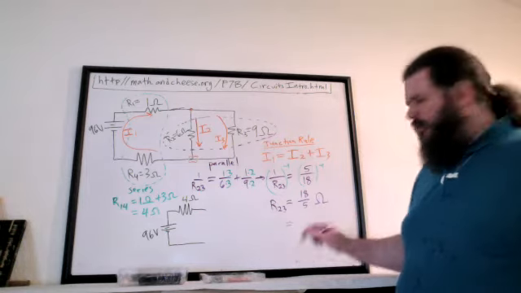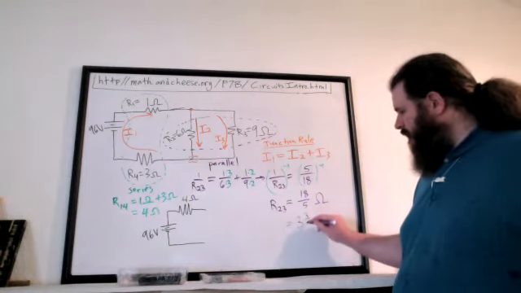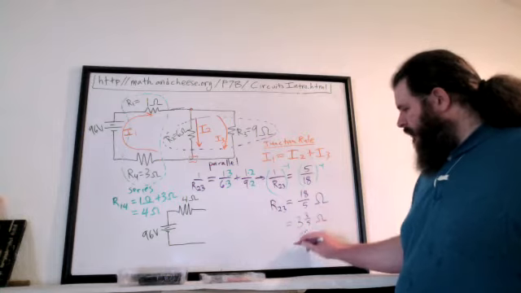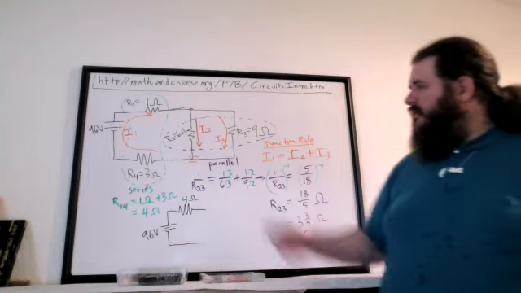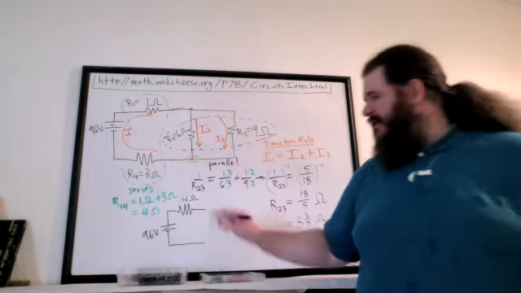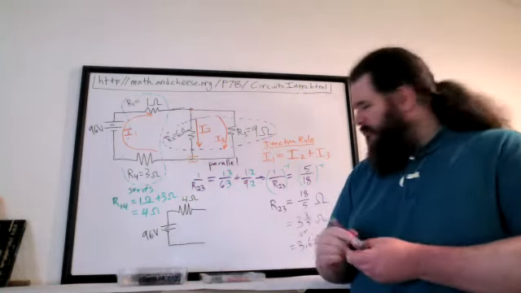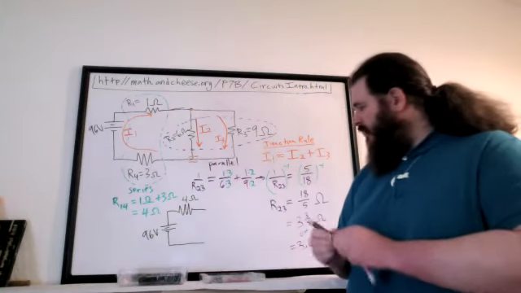Or as a mixed number, that would be 3 and 3/5, or 3.6 ohms. So that's the value of R23. R2 and R3 together act like a single resistor whose resistance is 3.6 ohms.